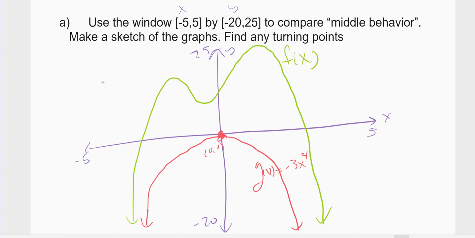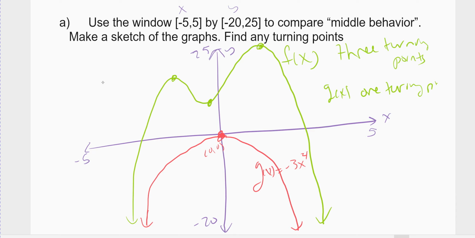All right. And so it does have 3 turning points. So f of x has 3 turning points, not 2. G of x only has 1. Right? And so f of x has an absolute max. G of x has an absolute max, so they both have absolute maxes.